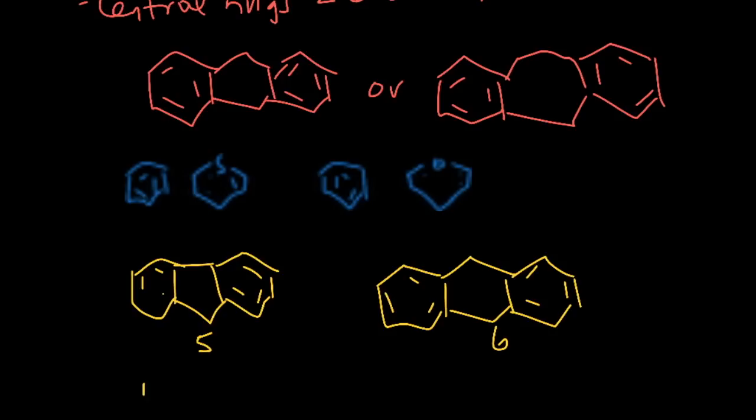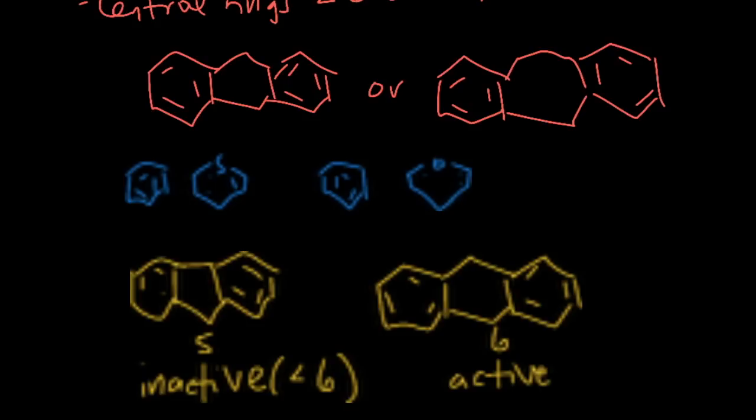So the left one is inactive because it has a central ring of less than 6. So remember, look at the central ring. If it's less than 6 or greater than 7 members, it's inactive. And this one's active because it contains 6 members.